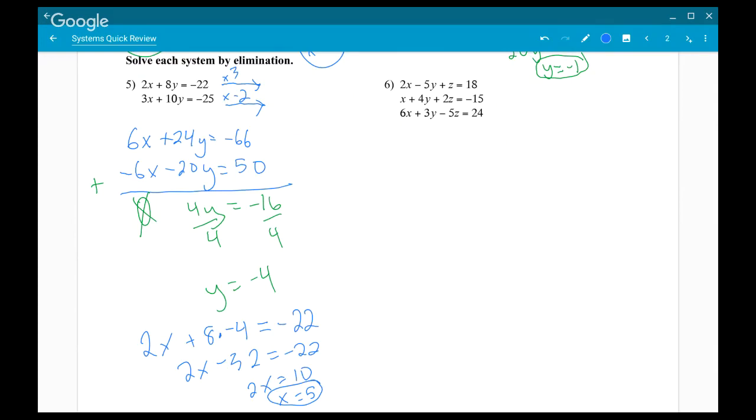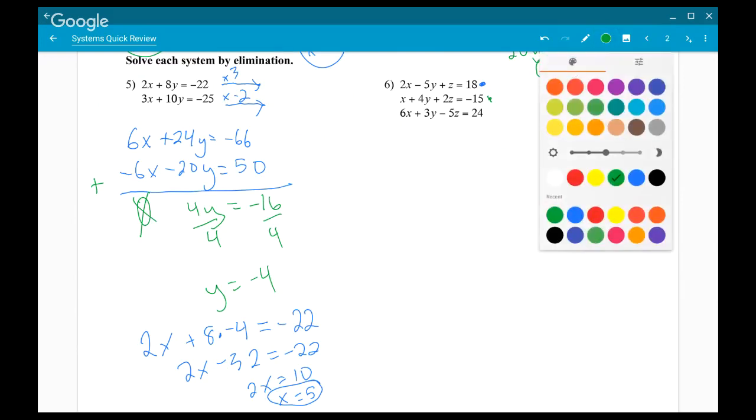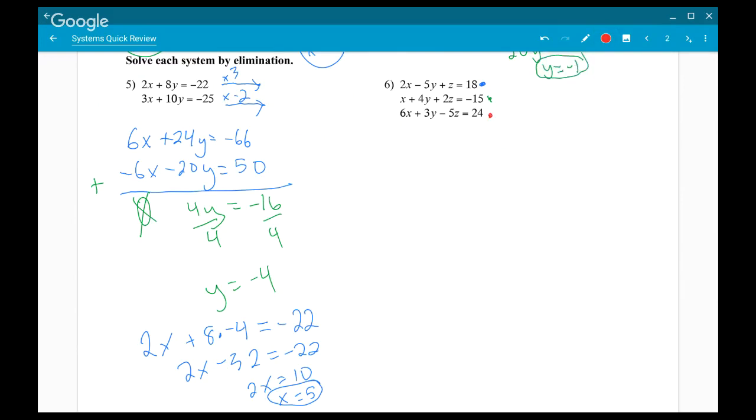Now, the last one is a 3 variable system of equations. I put it in the elimination section because elimination is the process that we use here. I'm going to label these equations with some different colors because my hope is then that I can just use those colors to represent that equation, and then there won't be any confusion about where something came from.